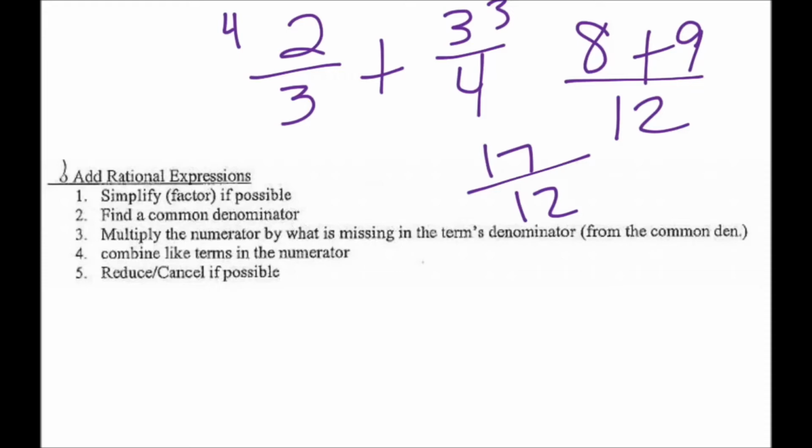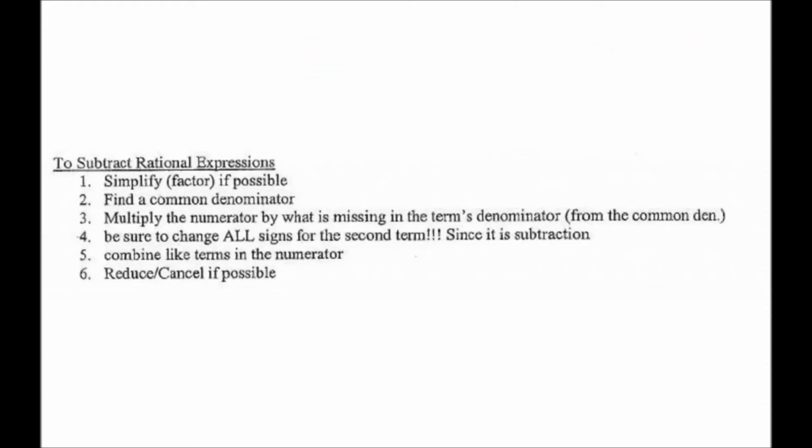So you start by simplifying or factoring anything you can. Find a common denominator. Figure out what's missing in each denominator from your common denominator. Multiply that by the numerator. Combine like terms. Simplify again. Cancel if you can. Subtracting is the same, except you've just got to watch signs.